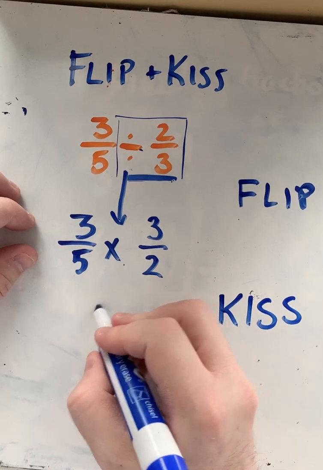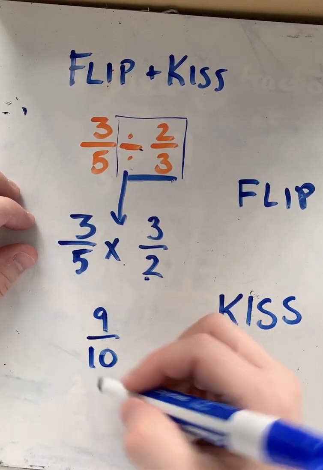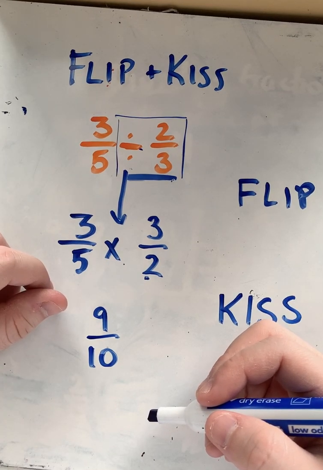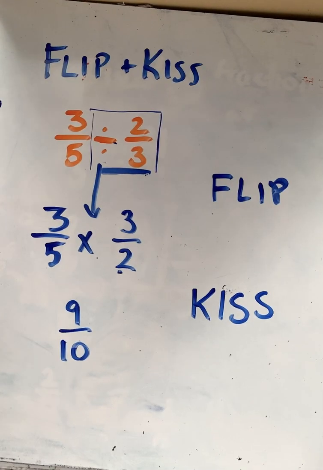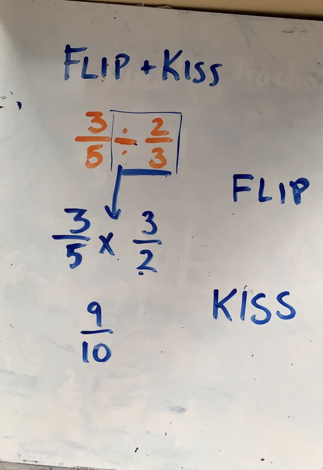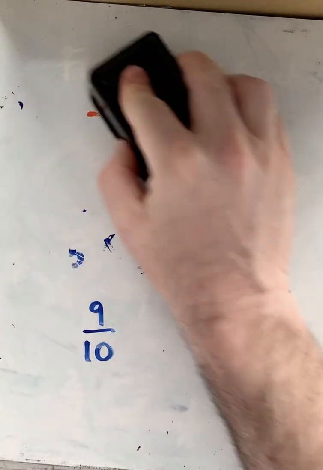3 times 3 is 9. 5 times 2 is 10. We have 9/10. I cannot reduce it any further. Okay? So that's kind of the concept of dividing that we're going to be looking at when we're dividing fractions. Let's do a couple more as a class, and I'm going to get you guys to do one by yourself. Okay? So I'm going to just erase this board.